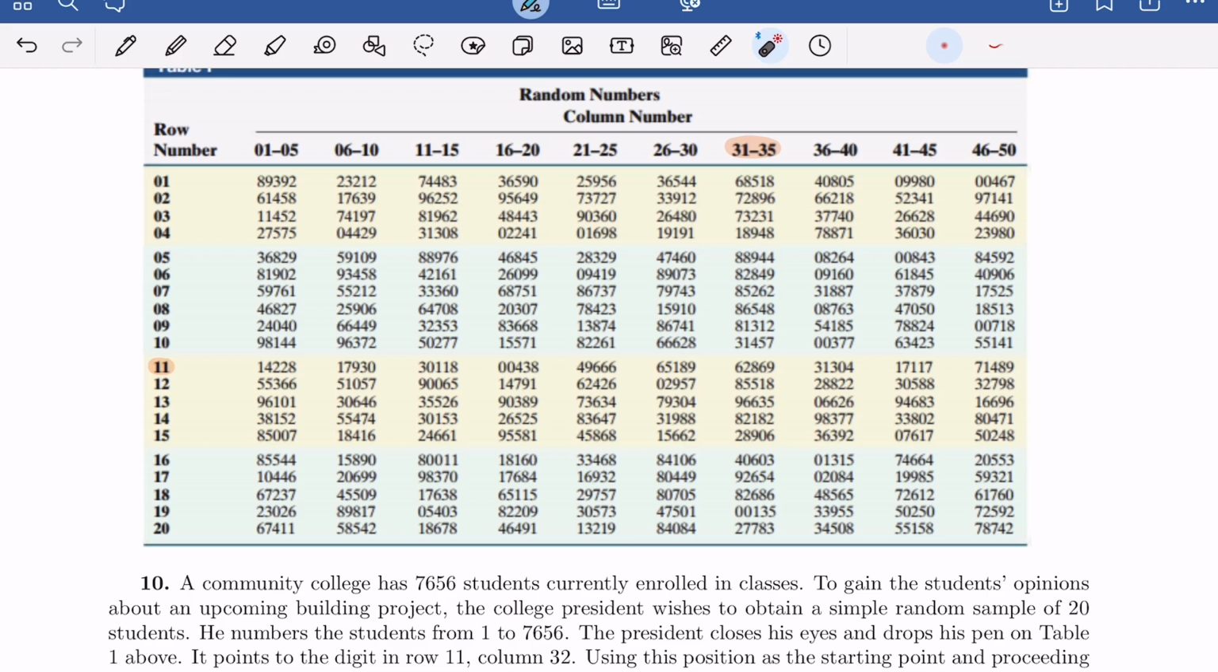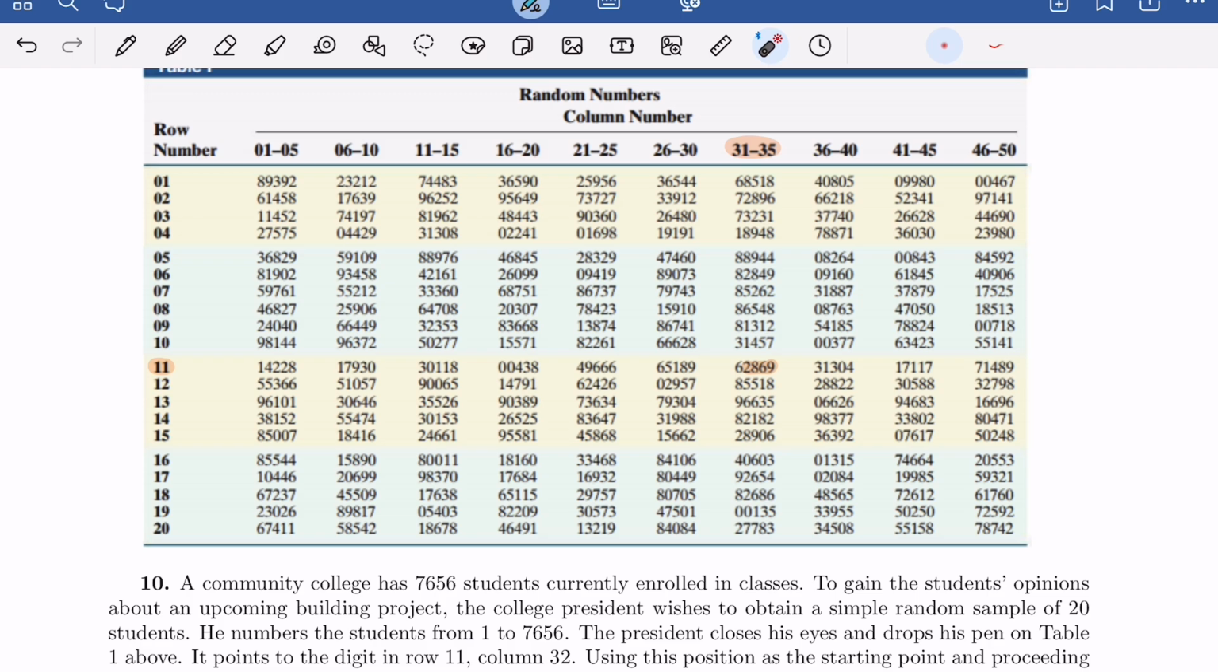Now, when we're obtaining a simple random sample, there's a few things that we have to keep in mind. The first thing is that we're looking at students that are numbered from 1 to 7,656. So the maximum amount of digits that we're going to have in this number is going to be 4. So what we're going to do is just pick 4 digits from this large number here. So 4 digits is going to give us 2,869. This means the first student selected in our random sample is going to be the student who is numbered 2,869.